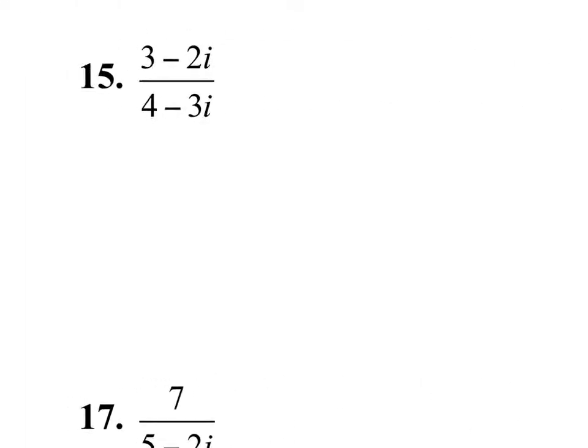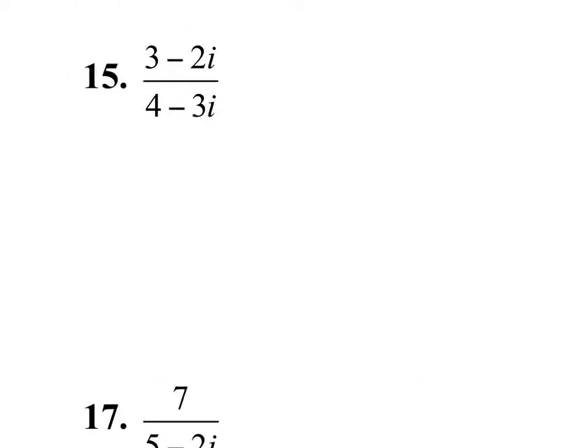Number 15. Now remember, the denominator is the issue. We don't care about what's in the numerator. We can have complex numbers in the numerator. We can have square roots in the numerator. We can have negative numbers in the numerator. We can't have those in the denominator. So when I multiply top and bottom by something, it's always the conjugate of the denominator, the number on the bottom. So what is the conjugate of 4 minus 3i? 4 plus 3i.